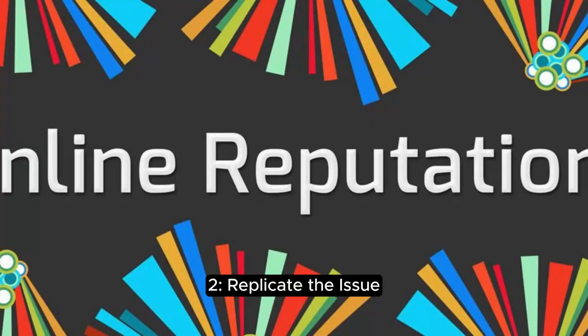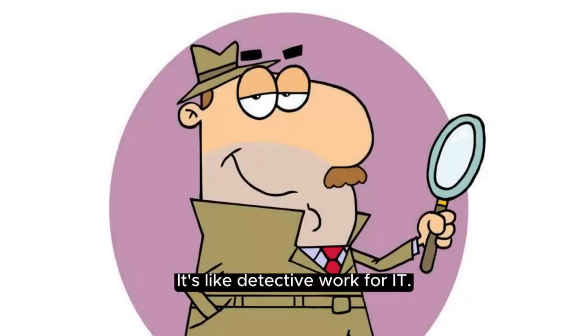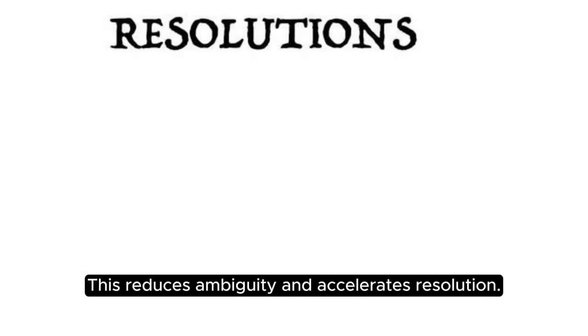2. Replicate the issue. Replicating the issue is the second step. It's like detective work for IT. By recreating the problem, you can better understand its scope and root cause. This reduces ambiguity and accelerates resolution.